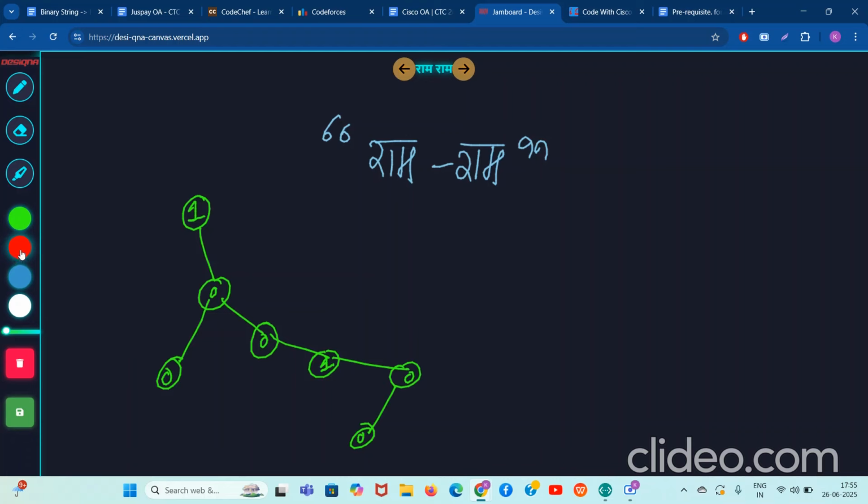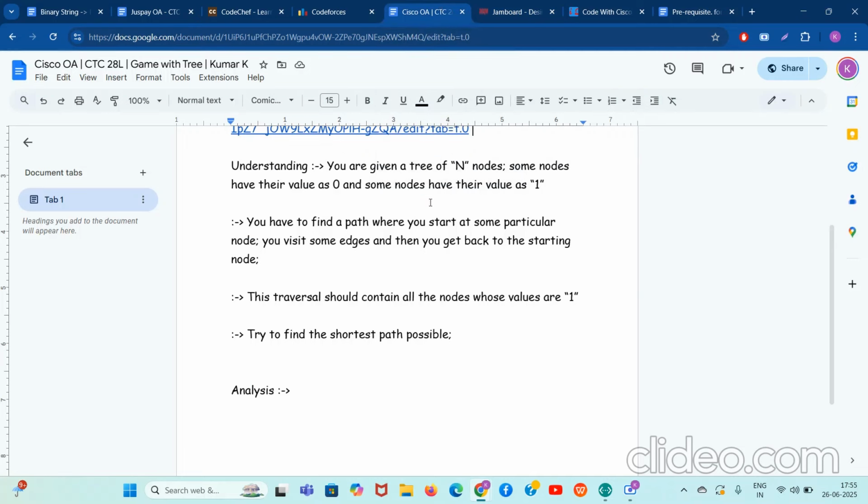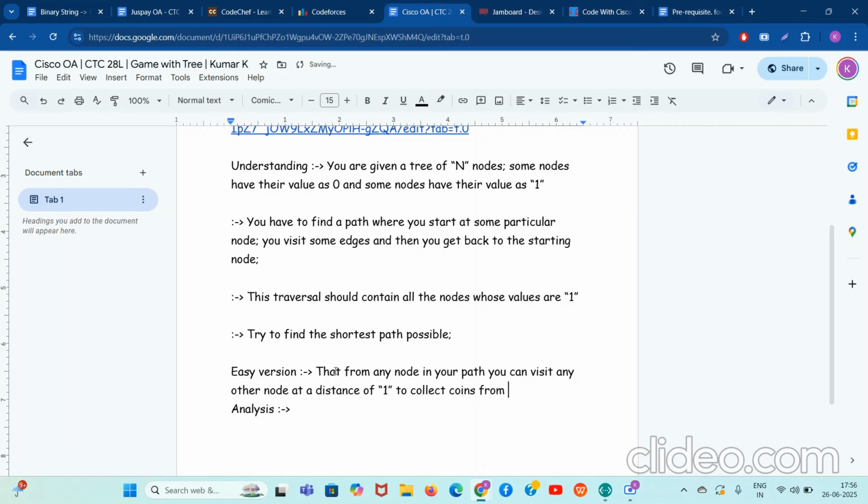So guys, ones and zeros are given to you. Now what will you do? Let's try to solve the easiest version possible, because the easy version will make it very easy for you people, trust me. The easy version is that from any node in your path you can visit any other node at a distance of 1 to collect coins from some other node.